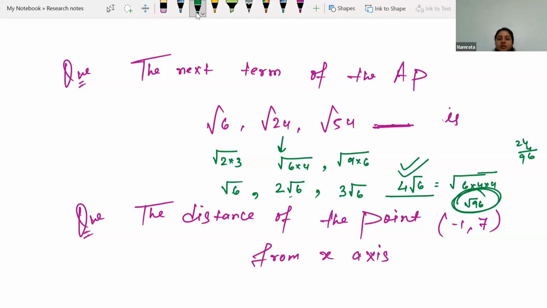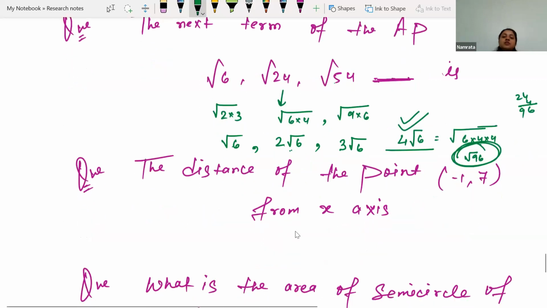Is it clear to everyone? This is a 1 mark question. Yes, ma'am. Now the next question: the distance of a point from the x-axis.